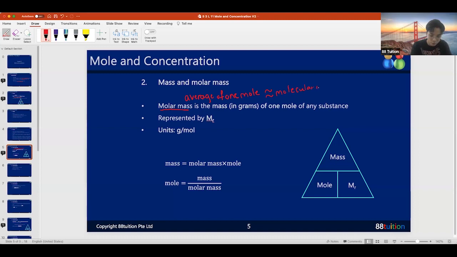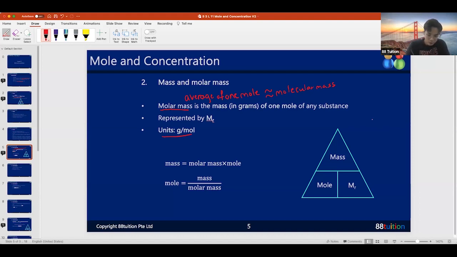So don't be confused when these two terms are used interchangeably, because they have different definitions, but actually the molar mass and molecular mass of each molecule is the same. But the thing we need to take note of for molar mass is the units are always grams per mole.